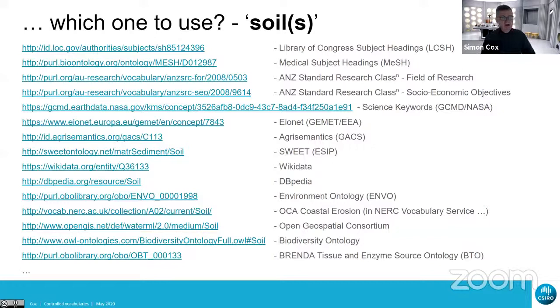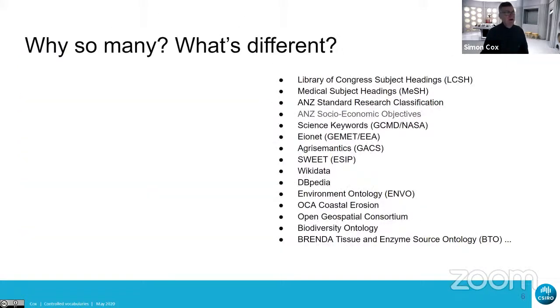And they come from a lot of different places, including strange ones like the Medical Subject Headings and the Renal Tissue and Enzyme Source ontology, but also some big, well-known generic sources like Wikidata and DBpedia, and much more precise ones like the Environment Ontology and AgroSemantics. Let's just look at a couple of these.